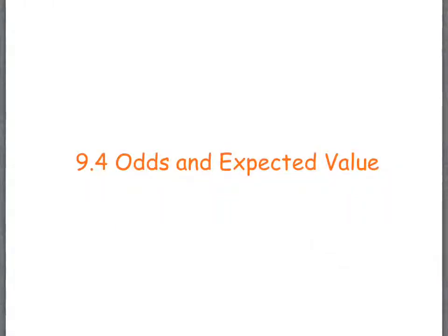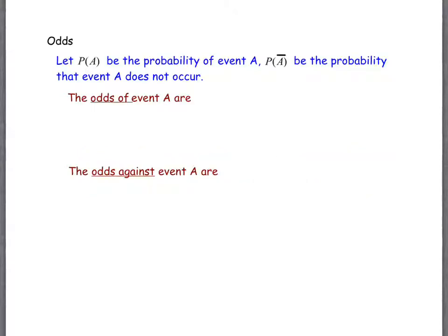All right, section 9.4 is titled Odds and Expected Value. There are two separate components to what we're going to do today. They're related ideas, but they're not directly affecting one another, so they will be two separate topics, really. All right, so we're going to start with odds.